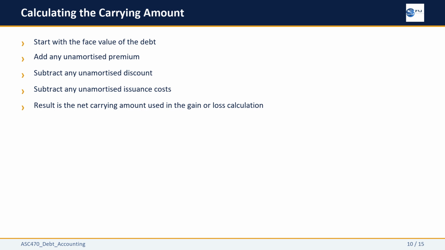You start with the face value. You add back any unamortized premium, because premium increases what you effectively owe in book terms. You subtract unamortized discount. That reduces the carrying amount. And you subtract unamortized issuance costs, because those are a contra liability that has not yet been charged to interest expense. The result is the carrying amount you compare against what you paid to retire the debt.